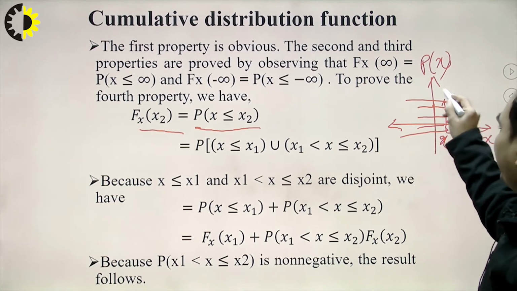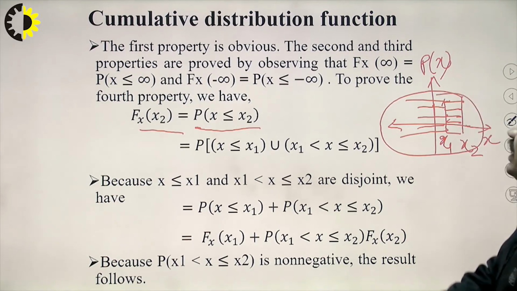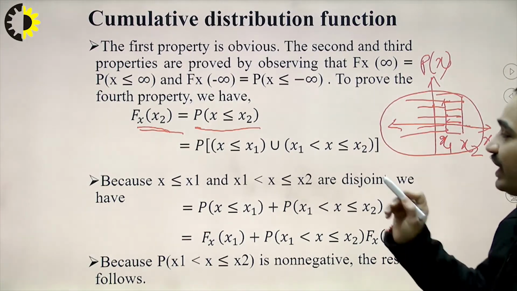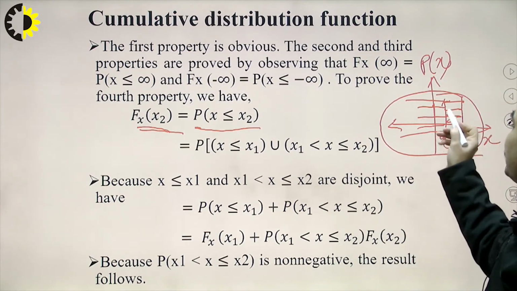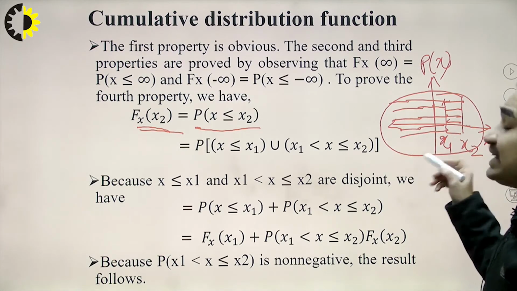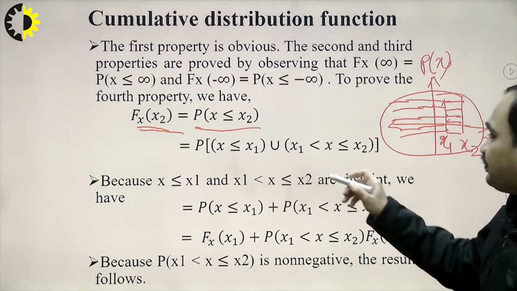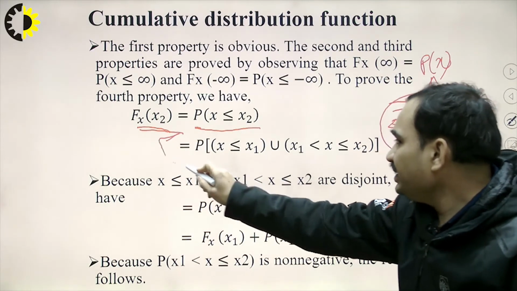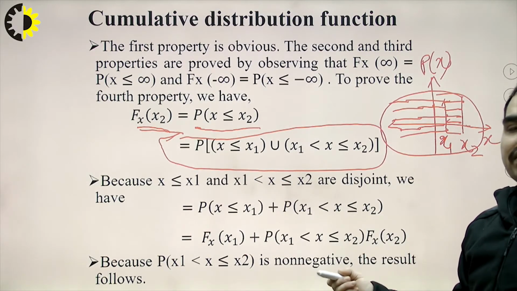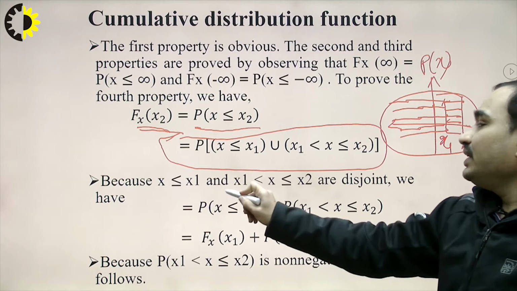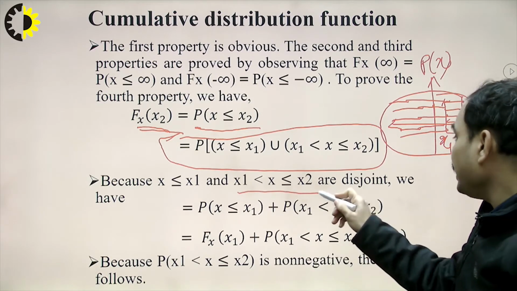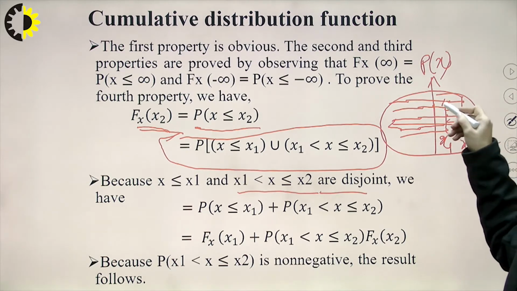So this entire region is covered by this cumulative distribution function of x2. But when we are writing for x1, it is covering the entire region that is less than x1. So we have written this thing for x2. Similarly, because x less than or equal to x1 and x lying between x1 and x2 are disjoint, as we have seen in this figure.